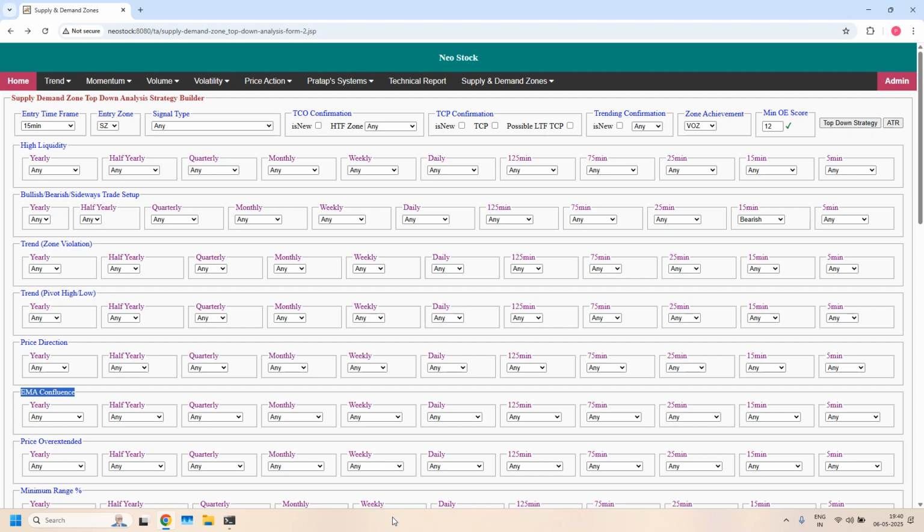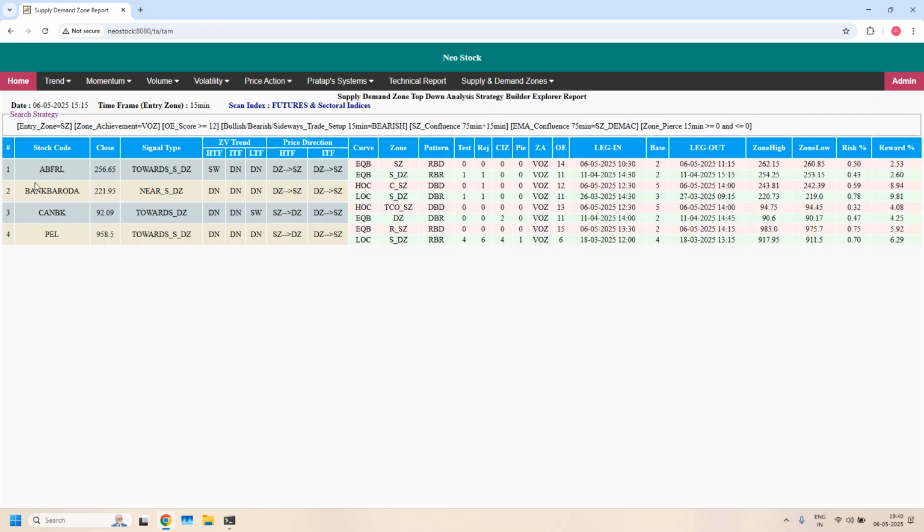So in the EMA confluence, at 75 minutes time frame, I'm checking if 75 minute supply zone is having daily EMA confluence. With this filter, we got only 4 stocks now. So that way these 15 minutes supply zones might be having more high probability to get success compared to the others.